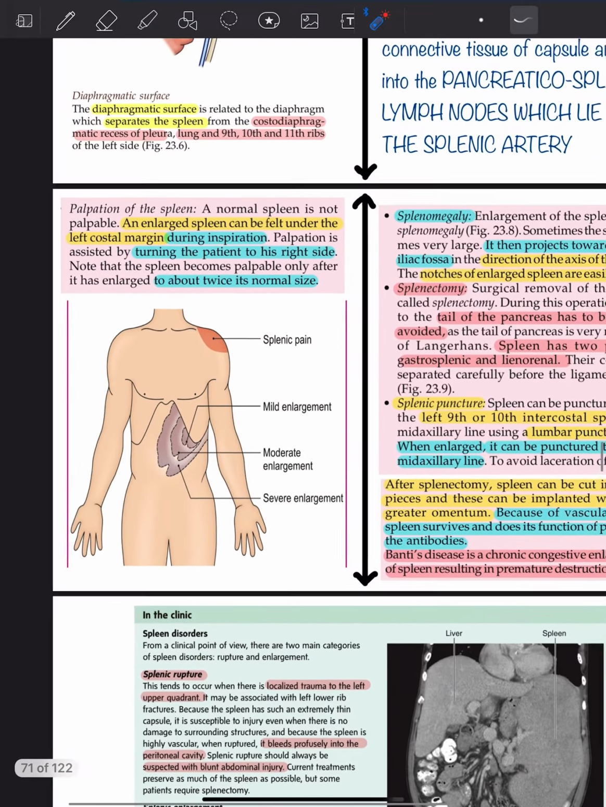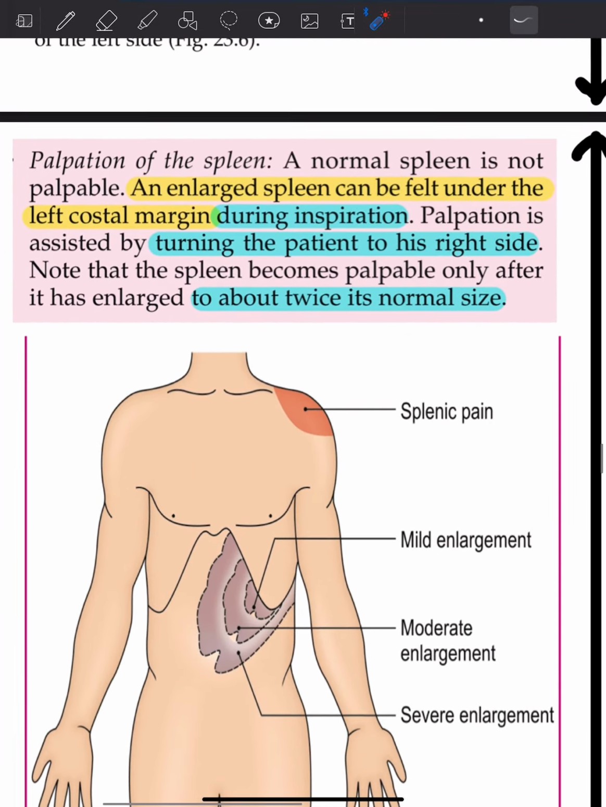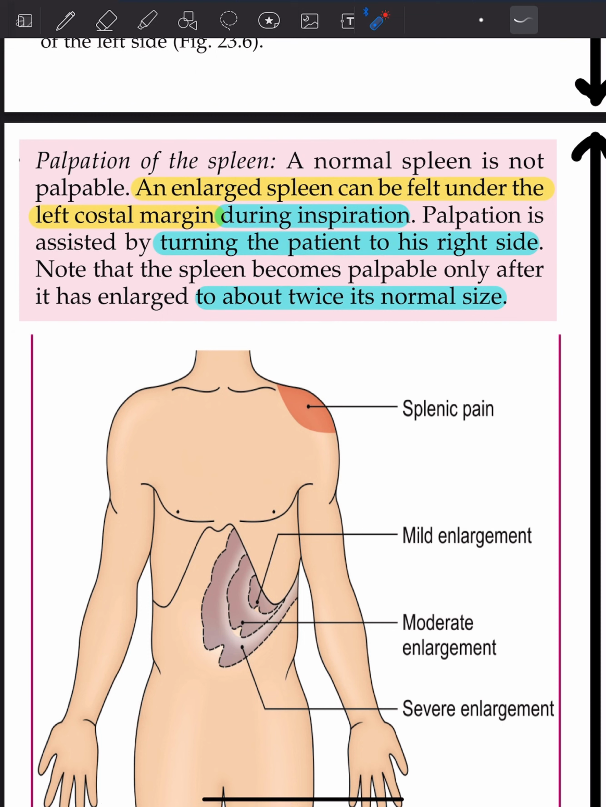Now we have some clinical points here and then we'll be done with the lecture. Now, palpation of the spleen. As I've told you, the spleen is not normally palpable, but palpable if enlarged. An enlarged spleen can be felt under the left costal margin, if the spleen becomes twice or more than twice its size, only then you can palpate. Note that the spleen becomes palpable only after it has enlarged to about twice its normal size.